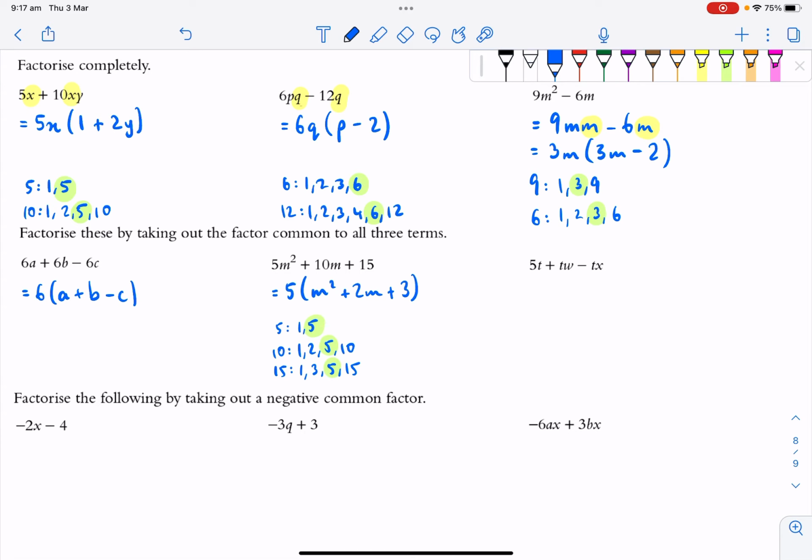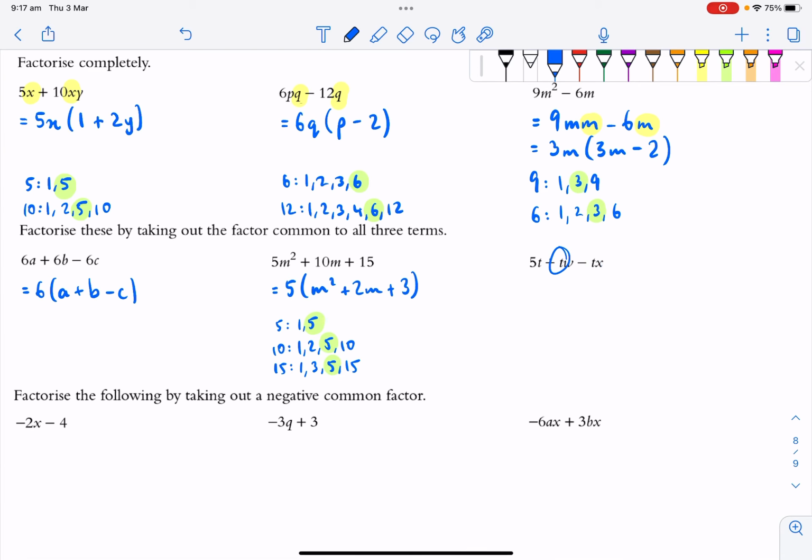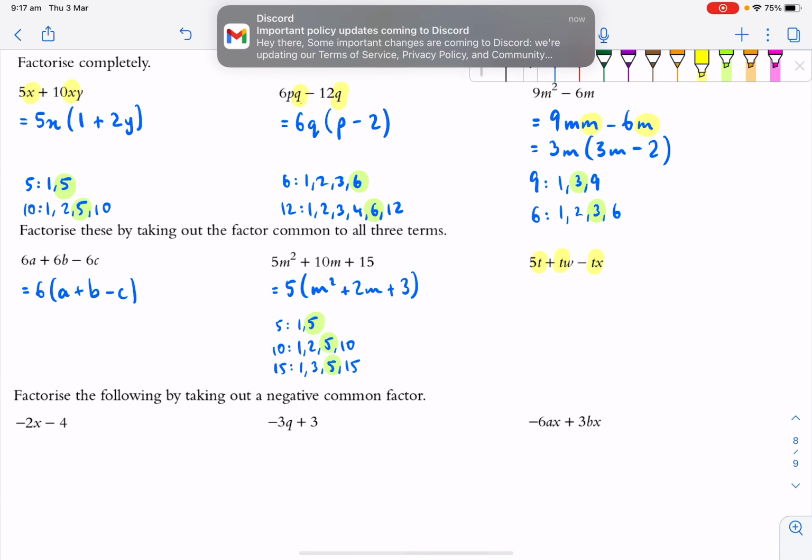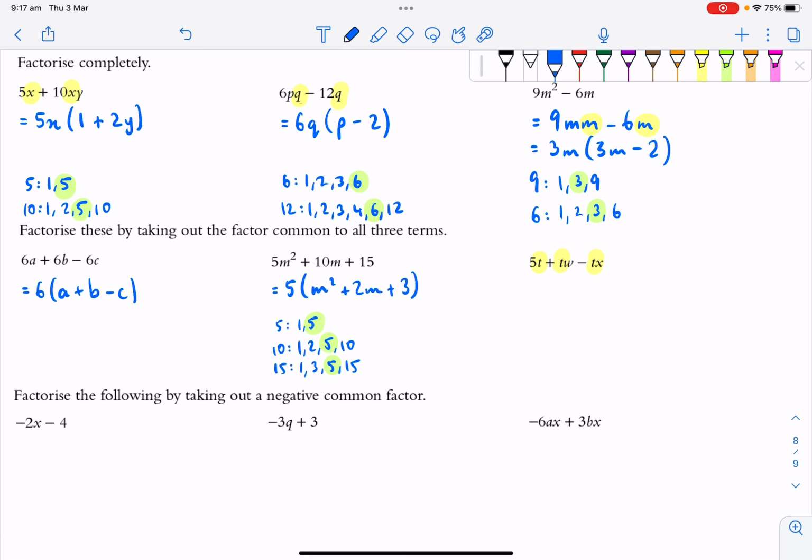All right, now the next one, I look for numbers that are common. I see that no numbers are common for these 3. There's no numbers on those 2, so therefore there's no common factor for the numbers. But if I look at the letters, I can see a T in all 3 of them. There's a T in all 3, so we have T as the common factor.